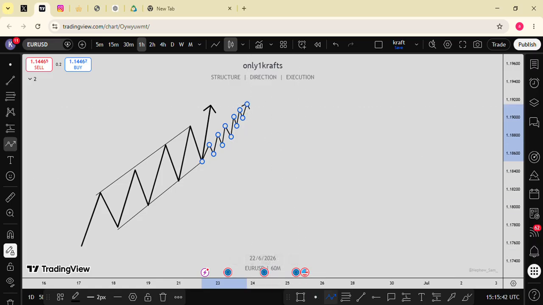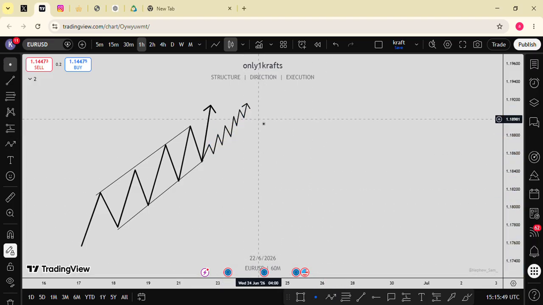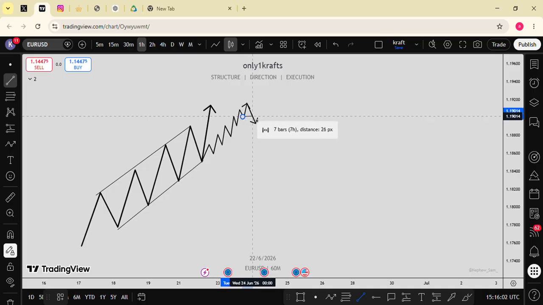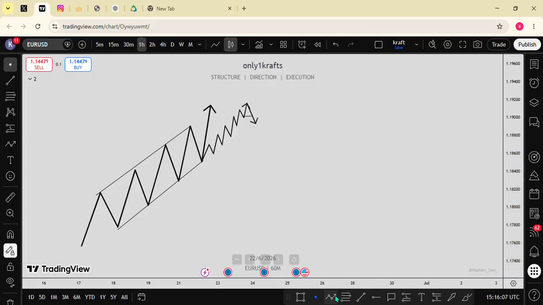Now, when do we say the market structure has shifted to a sell? Because obviously we are in a buy scenario currently. On the 2-hour or the 1-hour time frame, which is a smaller time frame, if we break this low, this is called a market structure shift. So in this scenario, you can say you want to start selling from this point, downward, downward, downward.